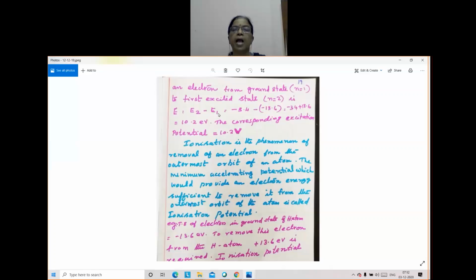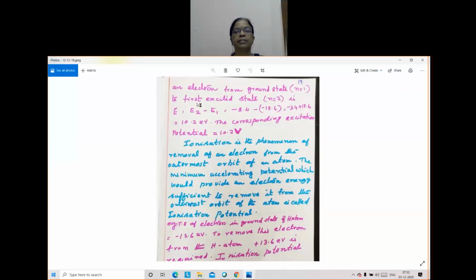That difference is found as follows: minus 3.4 is higher, less negative, and minus 13.6 is more negative. So minus 3.4 minus minus 13.6 we do. Then we get 10.2 eV. eV is the unit of energy. So the electron needs 10.2 electron volt of energy to jump from ground state to first excited state, inner state to outer state.